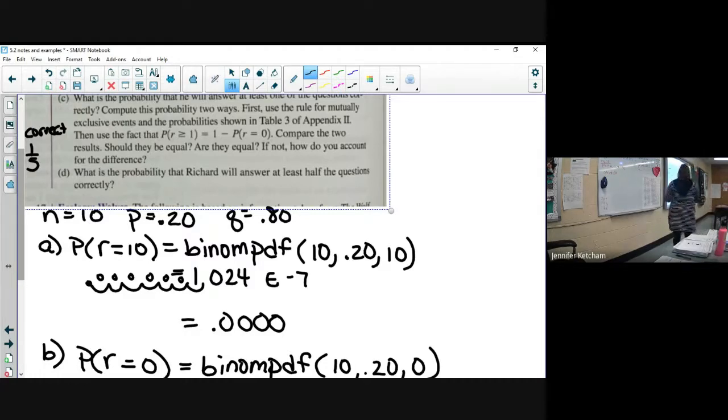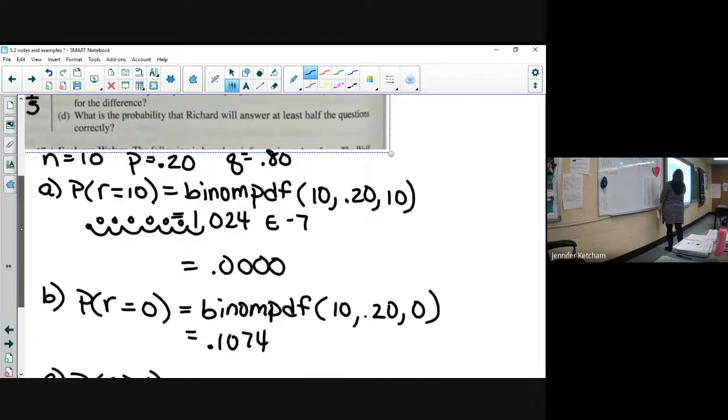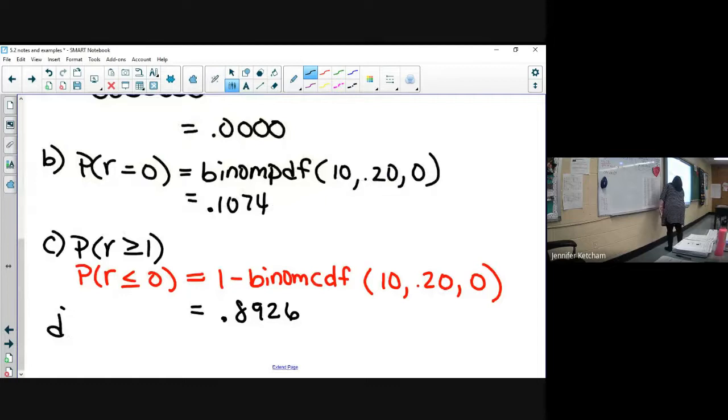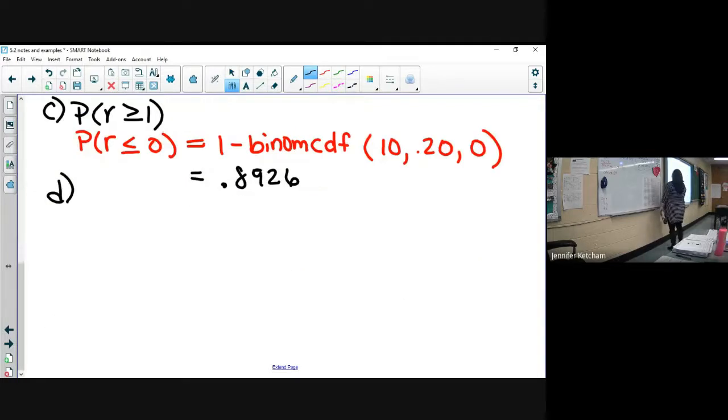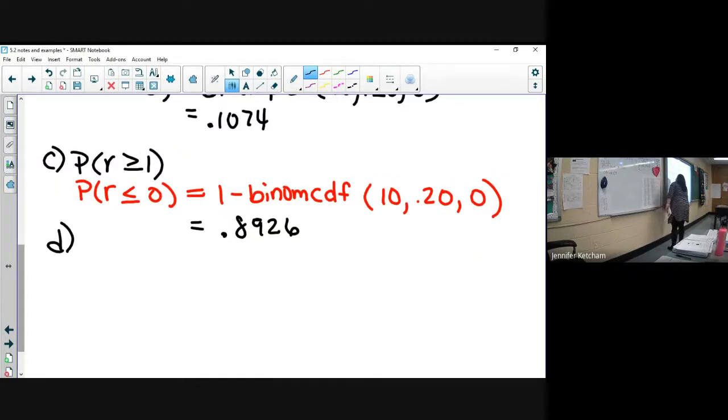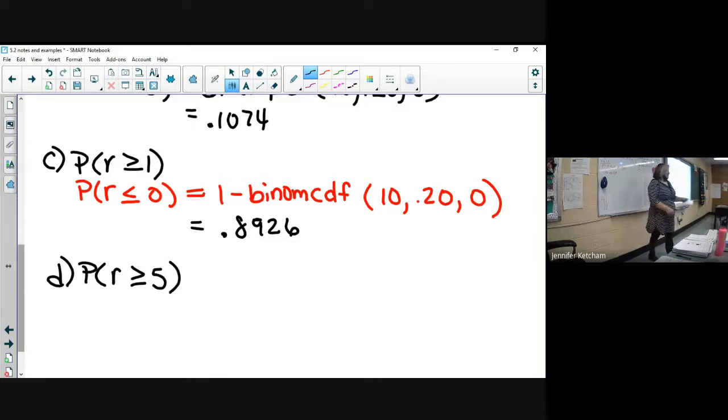So just beware. All right, we want to know what is the probability that Richard will answer at least half of these questions correctly. So what are we looking for? At least means that or more, and yes, half of them would be 5. Now what? Can I do that? No. So what do we do?